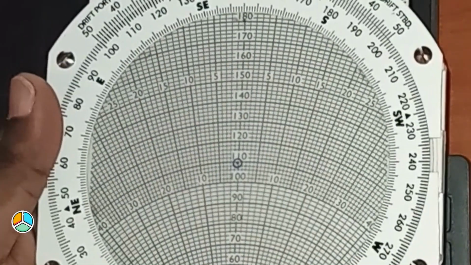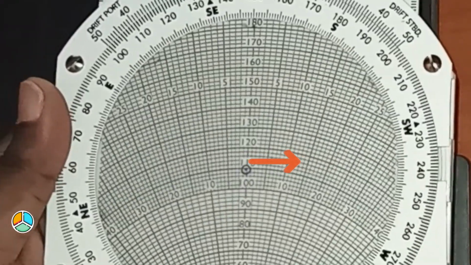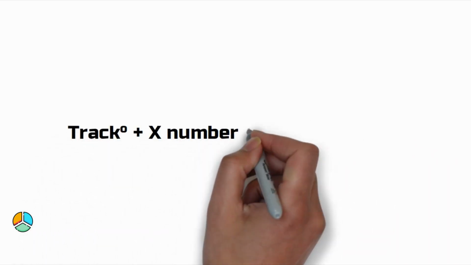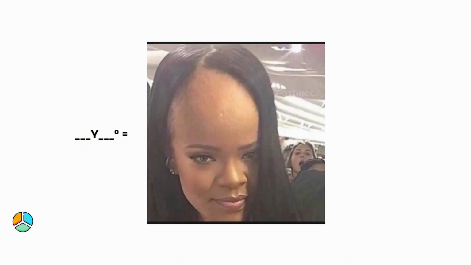If it's to the right side, count the number of units from the longitudinal axis towards our marked point. After counting the number of units, add the number of units from our given track. The value that you will get, that will be our heading.